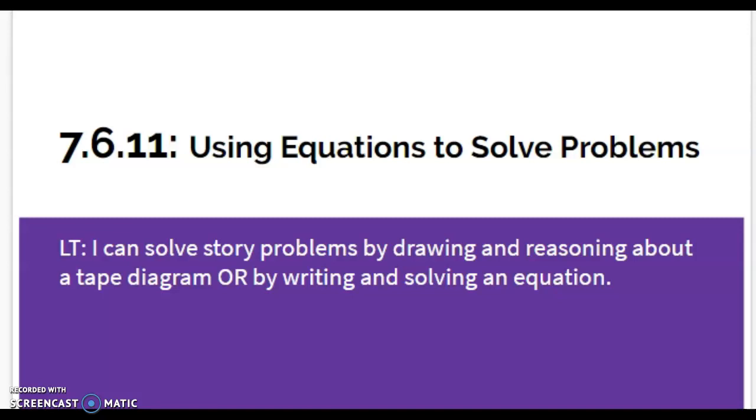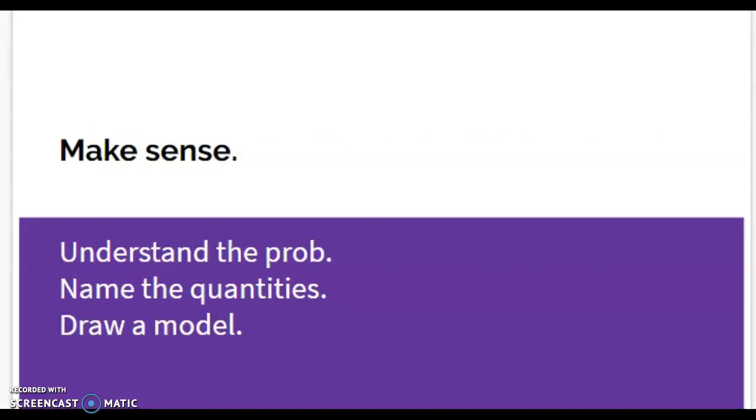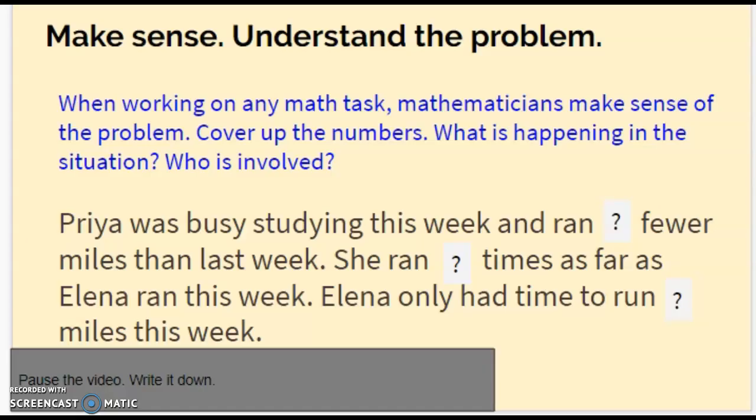The learning target says, I can solve story problems by drawing and reasoning about a tape diagram or by writing and solving an equation. Chinook mathematicians try to make sense of different situations and problems. You understand the problem, you name the quantities, and you draw a model. In class, we talk about reading problems a minimum of 3 times. You can cover up the numbers, and you want to try to figure out what's happening in the situation, who is involved. You're trying to make sense of the problem.